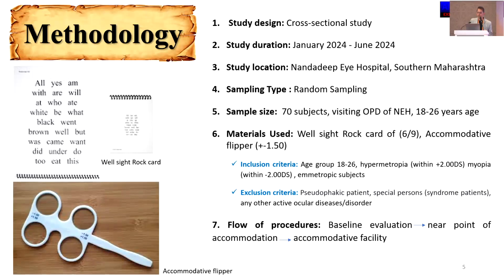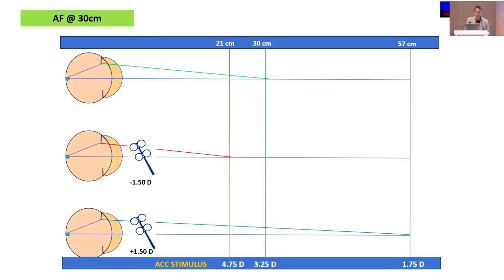After baseline refractive evaluation, we checked for the accommodative facility. At varying distances, the use of an accommodative flipper of plus 1.5 and minus 1.5 is going to raise accommodative demand, and we measured the number of cycles the patient can clear in a minute's time.